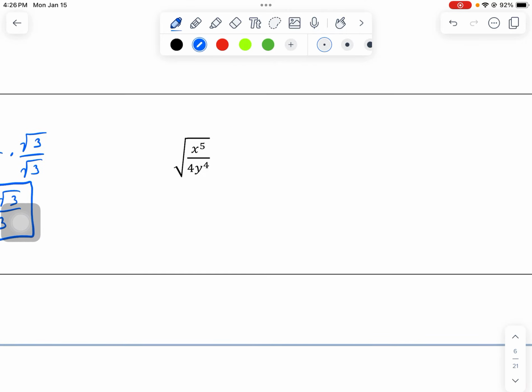And then here, this one's tricky because we have x to the 5th over 4y to the 4th. I'm going to separate this into each of their own square roots.